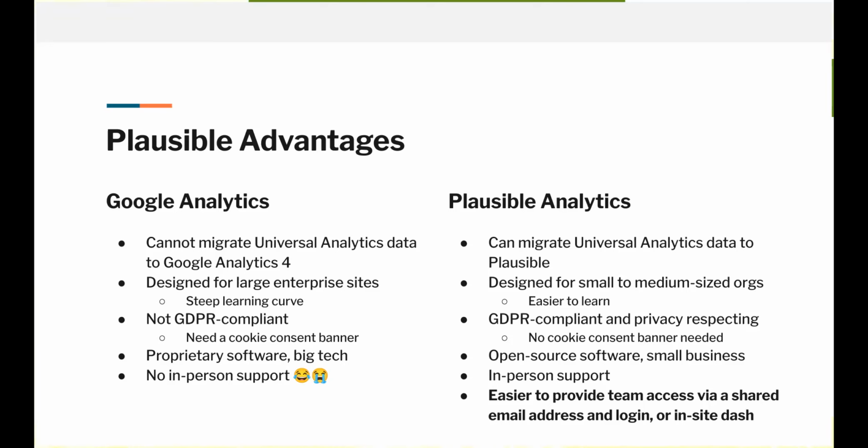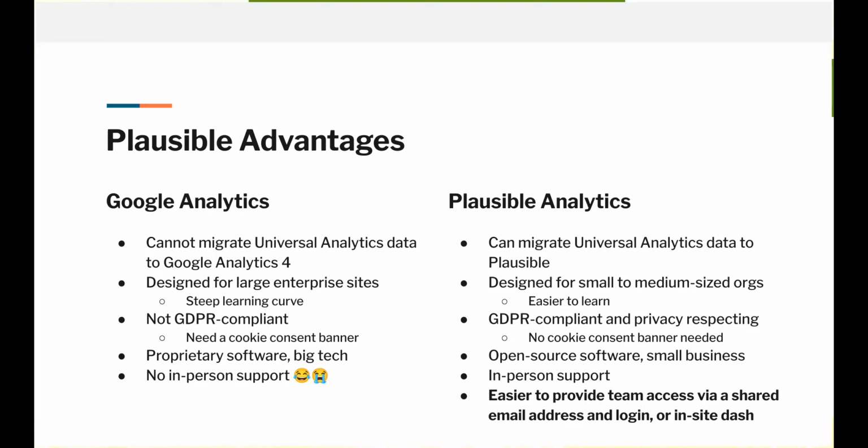But to that second to last bullet point, it is still proprietary software coming from big tech, coming from Google. They've had lawsuit after lawsuit at this point for violating people's rights. So Plausible is a really great, more ethical alternative in that regard.